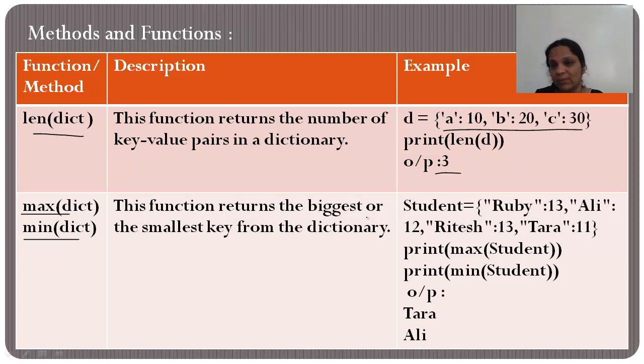So look at my example. I have a dictionary called student where the keys are Ruby, Ali, Ritesh, Tara. Probably those are the names of the students. And the values associated with them are 13, 12, 13 and 11. Probably it's their test marks, just an assumption. So when I say max student, among the keys, T is the maximum.